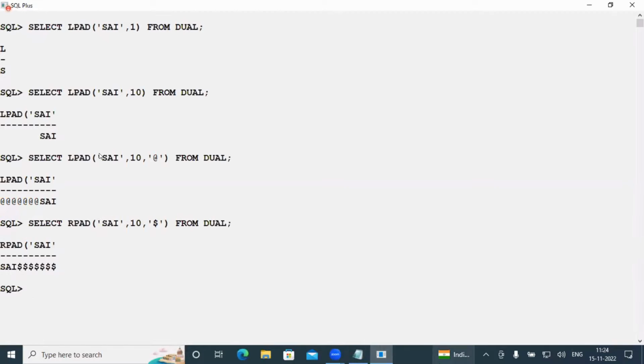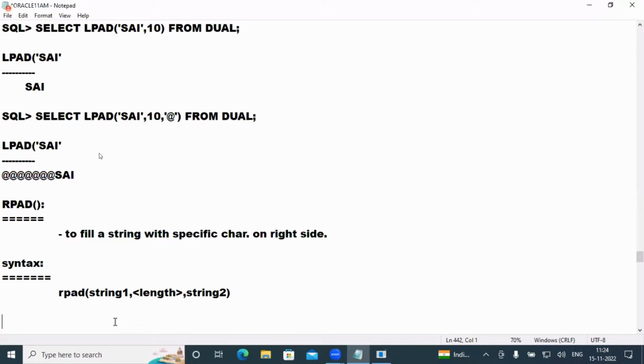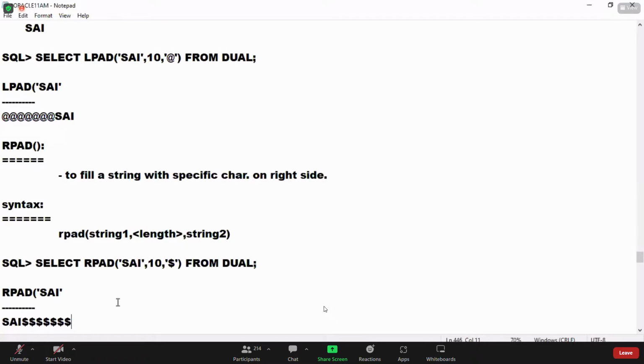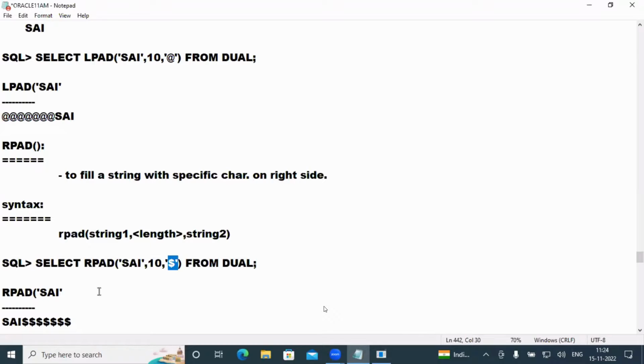Whenever the user-defined length is more than the string length, then however much more it is, that many times your specific character will be added, either on the left or right side.